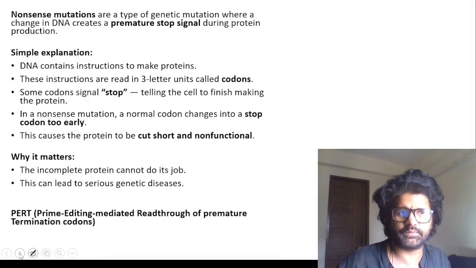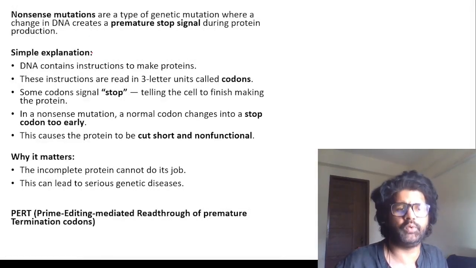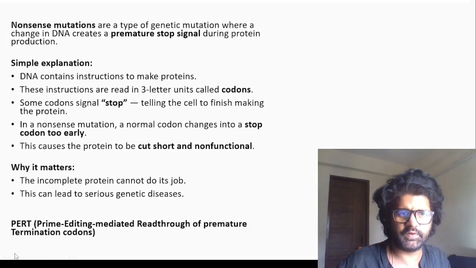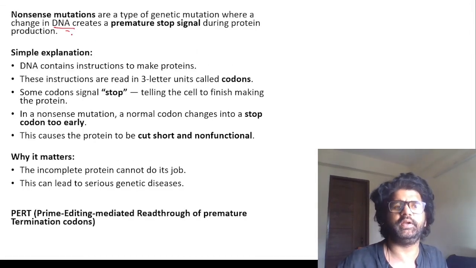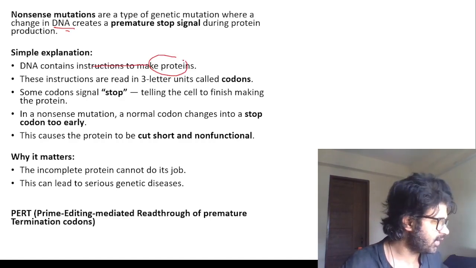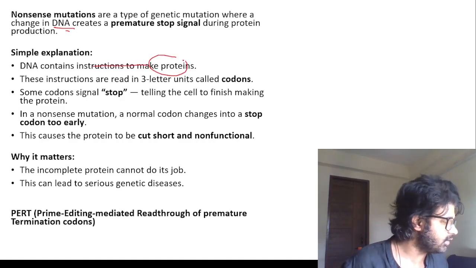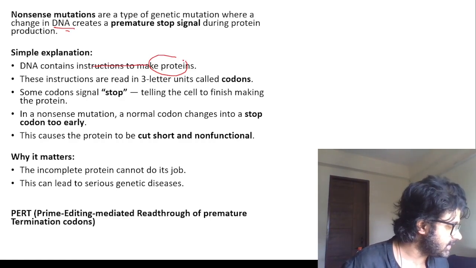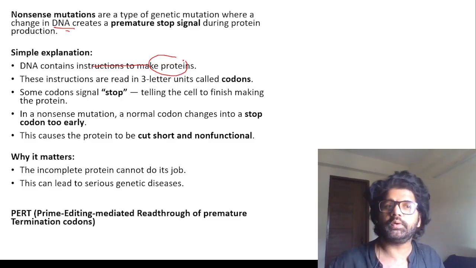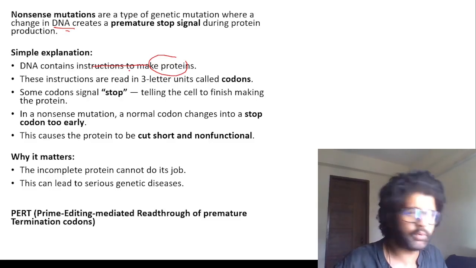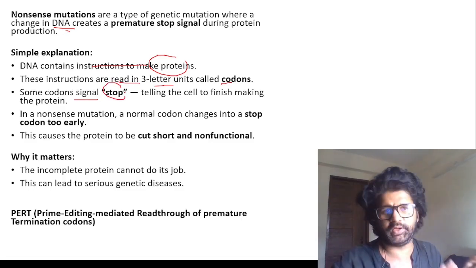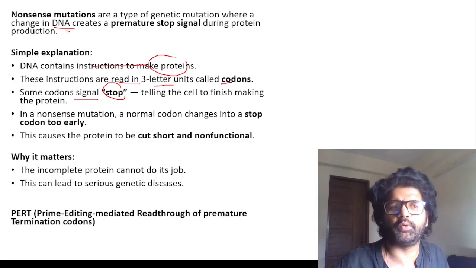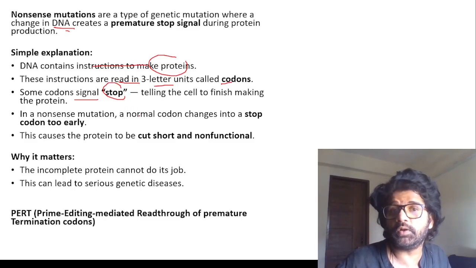First of all, let's focus on simple terms, guys. Nonsense mutation. What is a nonsense mutation? You have DNA. DNA contains instructions to make proteins, everything, how we look, how we act. These things happen because of DNA. Instructions are read in three letters called codons. Some codons signal stop, telling cells to finish making the protein. But sometimes a false codon can also appear, a nonsense mutation.